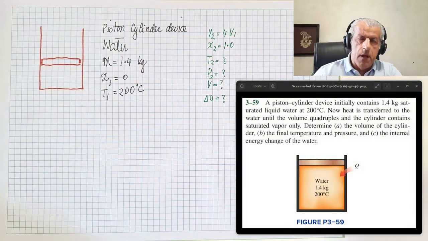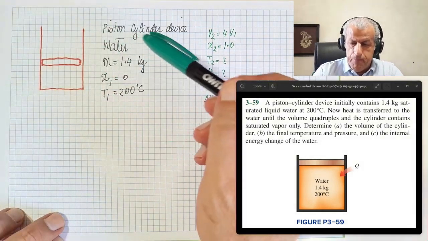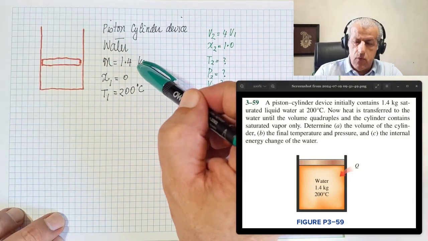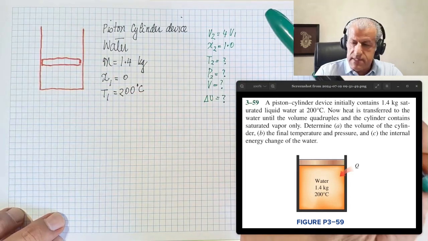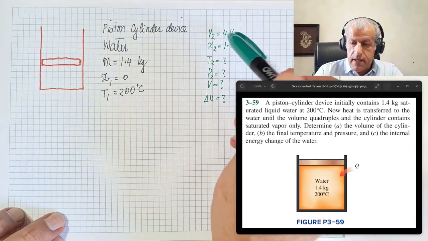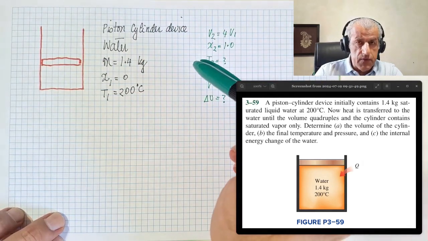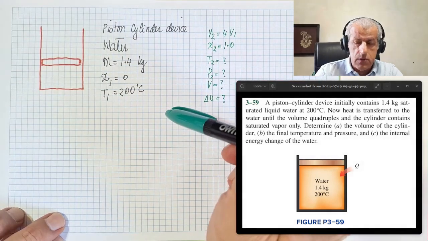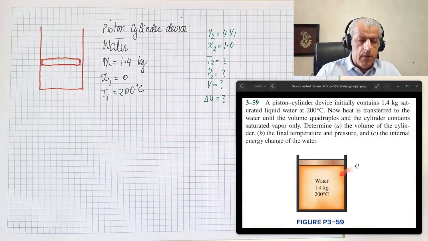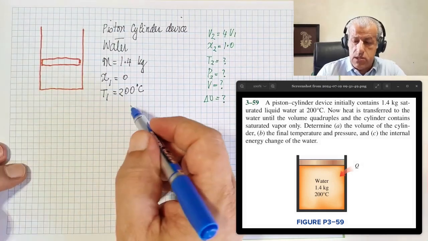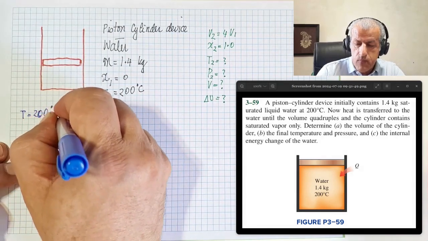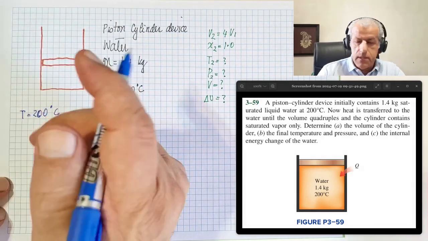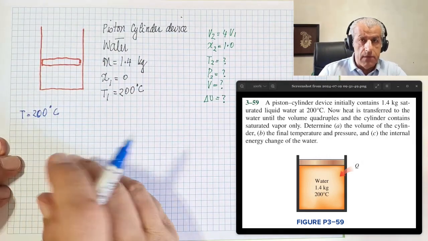Well, this is all our knowledge of the problem. Initial conditions: m equals 1.4 kilograms, X is 0, and T equals 200 degrees C. It is water, and at the final state, V2 is 4 times V1, and X2 equals 1. So to start with the problem, we have to know water properties at the known condition. The known condition is T equals 200 degrees C, and for T equals 200 degrees C, there's a lot that we can read from the table.